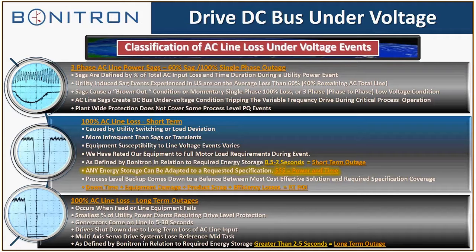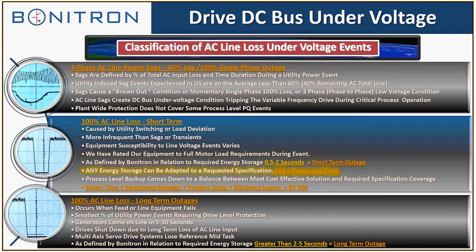Now what that means is all three phases we have to have had 50% remaining. Then we did further testing. Now we can take it down to 60% sags. So that means 40% of the AC line must be remaining to be able to use the sag ride-throughs. We can handle a 100% single phase outage as long as there's 70% remaining of the other two phases.